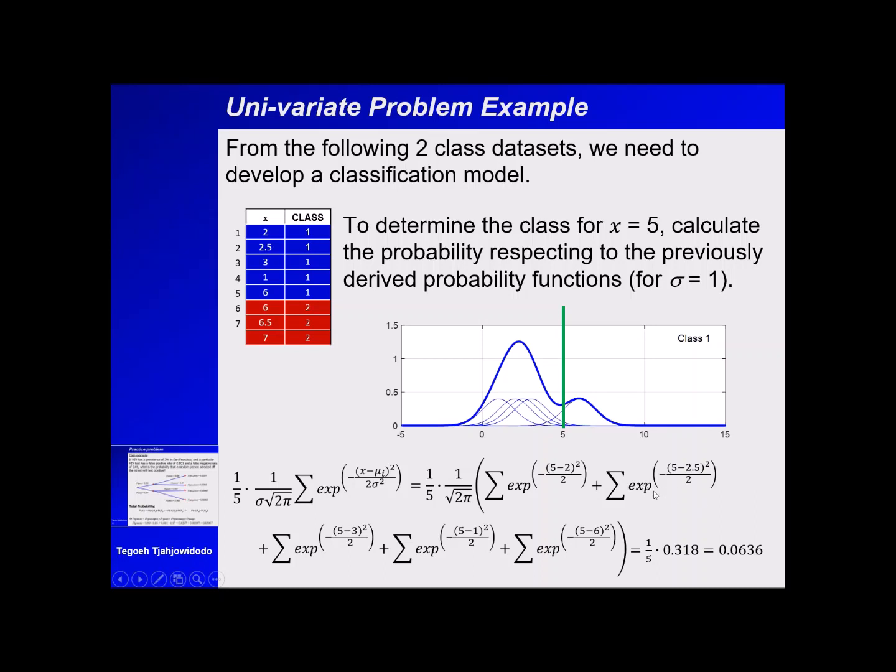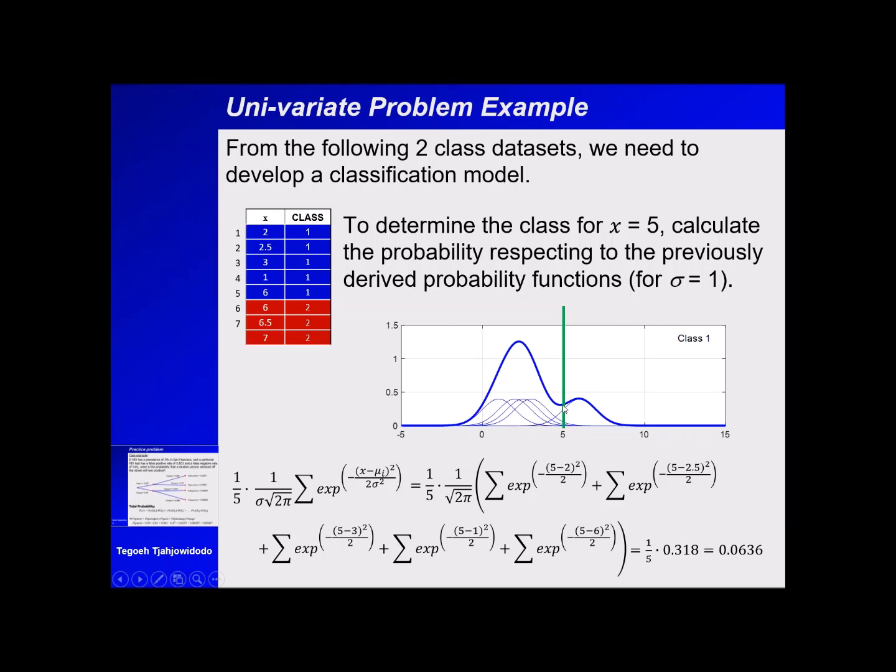Mathematically, I can calculate it like this. The third one corresponds to the third PDF. The fourth one corresponds to the fourth PDF with mean of 1 here, and then the last one is this PDF, right? So I just sum them all, but what I need is the average. I divide it by 5, and then I will get the probability of having the value 5 out of this probability density function.